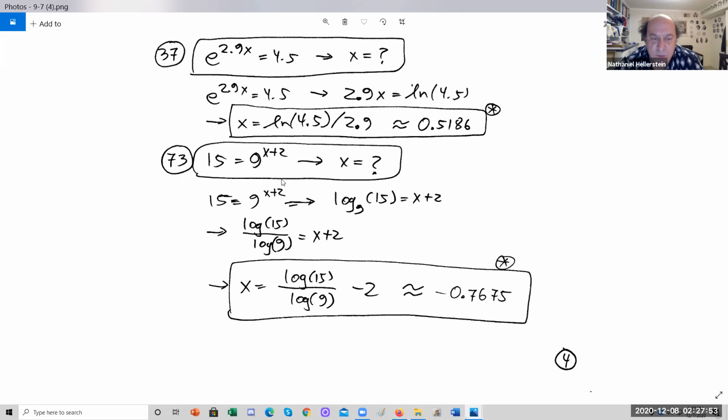This on the left is a ratio of common logarithms. Log 15 over log 9 equals x plus 2. Subtract 2 from both sides and get x equals log 15 over log 9, all that minus 2, which is approximately negative 0.7675.